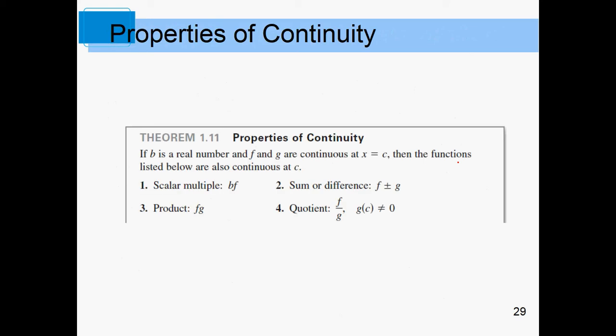Concerns? All right. So, properties of continuity. If b is a real number and f and g are continuous at x equals c, then the functions listed below are also continuous. So multiplying a function by a scalar doesn't change its continuity. I can multiply a number through an entire continuous function and I'll still have a continuous function. If I add two continuous functions together, I still have a continuous function. If I multiply two functions together, I still have a continuous function as long as they are both continuous. And lastly, if I divide two continuous functions, as long as the bottom function does not go to zero, then I still have a continuous function. Okay?